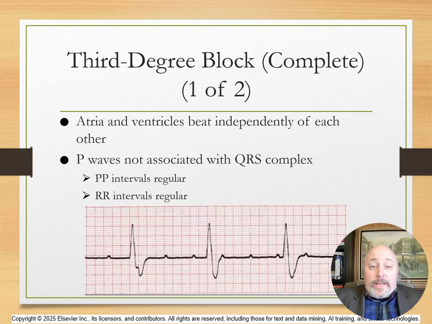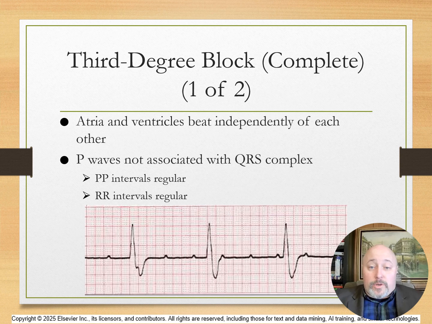And finally, we have a third degree block, often called a complete heart block, because there are no atrial impulses that are conducted through that AV node to the ventricles. Because of this, the block can occur at any level of the AV node, the bundle of His, or the bundle branches. In a complete block, the atria and ventricles beat independently of each other.